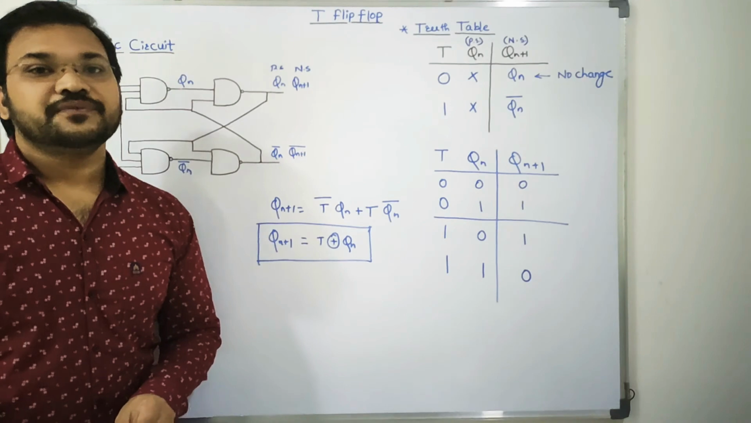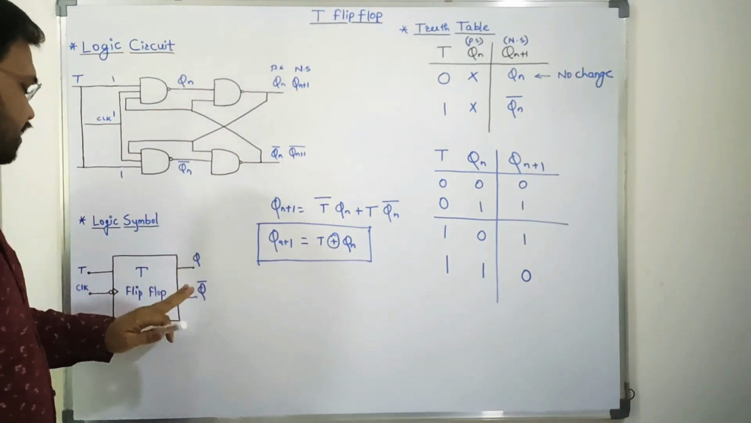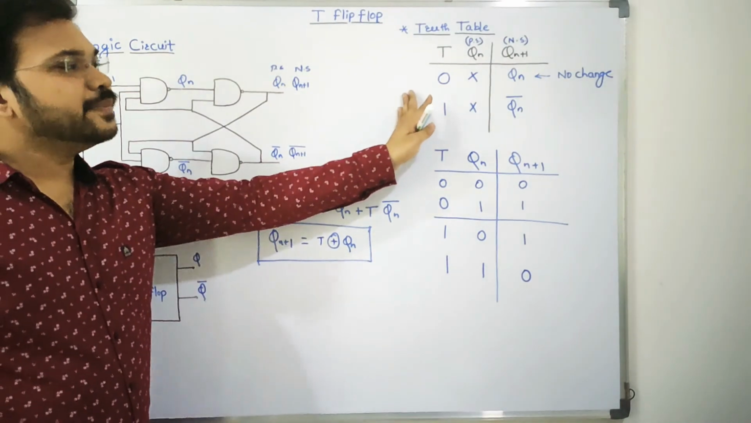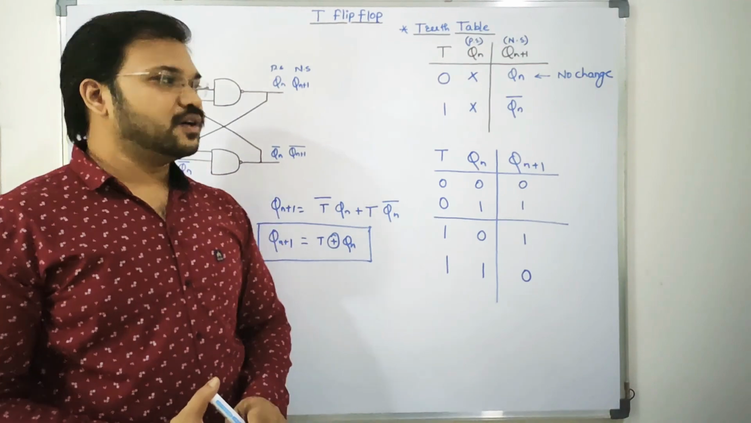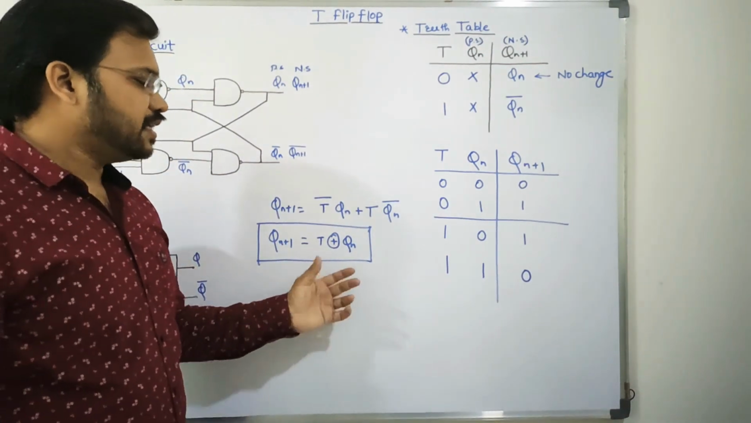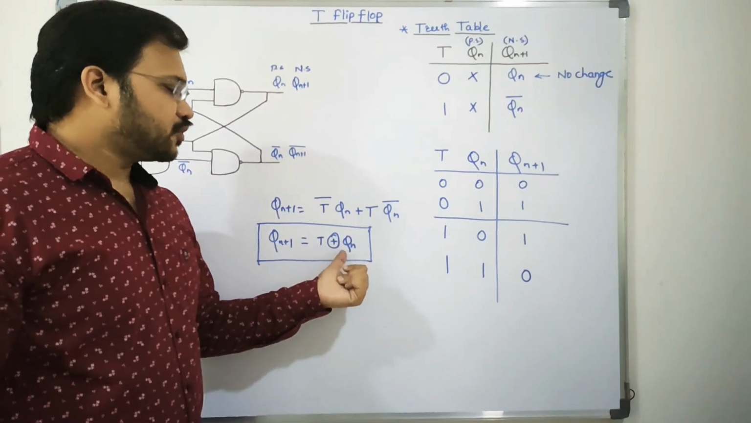So in this video, we have discussed the logic circuit of the T flip-flop, the logic symbol, the truth table, the modification of this truth table, and by using this modified truth table, we found the value of the equation, that is Qn plus 1 is equal to T XOR Qn.